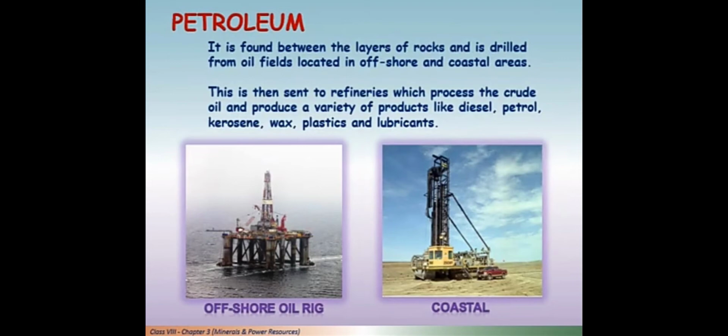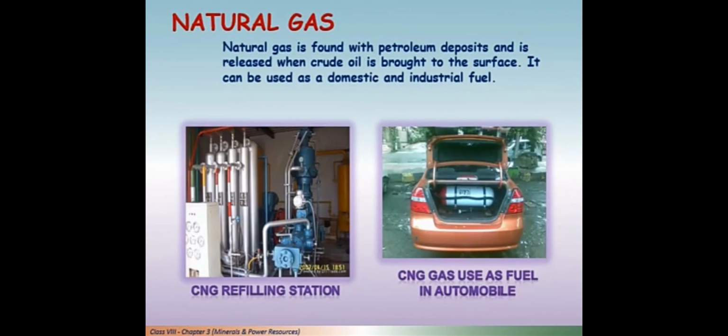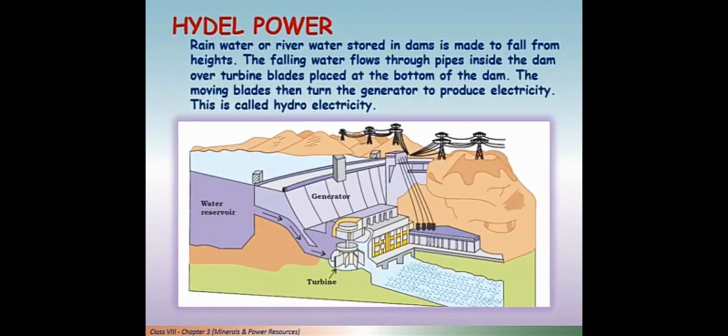And what are the extra products we get from this? Actually, we get crude oil only. From this crude oil we produce diesel, petrol, kerosene, wax, etc. We get this petrol from Iran, Iraq, Saudi Arabia, Qatar, etc. While obtaining the petrol, we also get natural gas. Natural gas is found with the petrol deposit and is released when the crude oil is taken out from the surface. It is used for many domestic and industrial purposes; like you can see, cars and autos use gas cylinders.